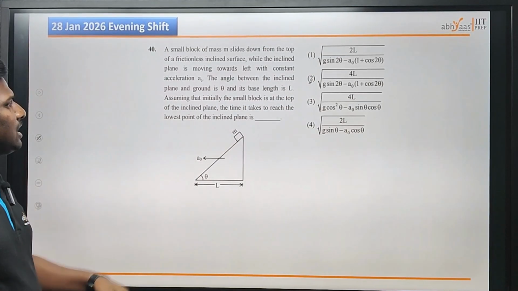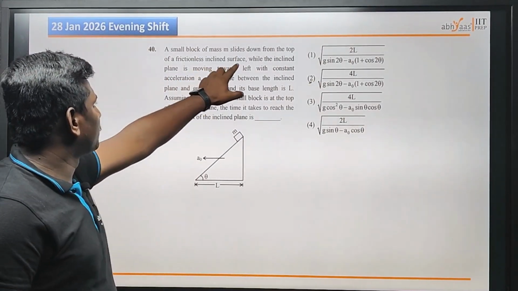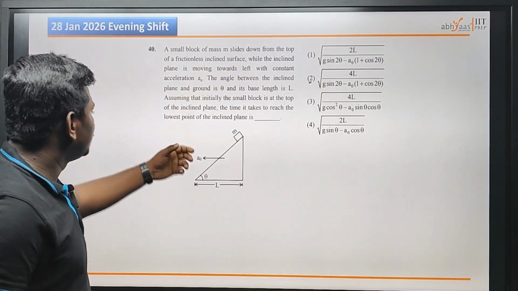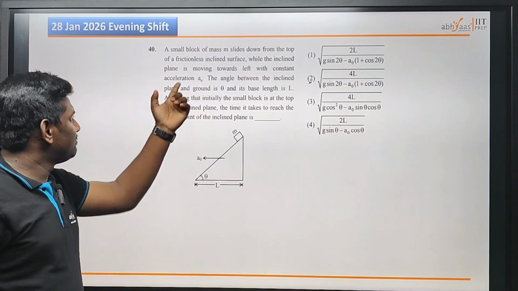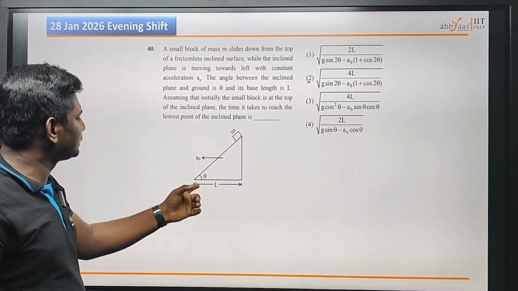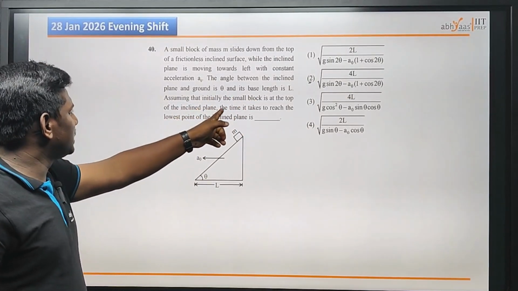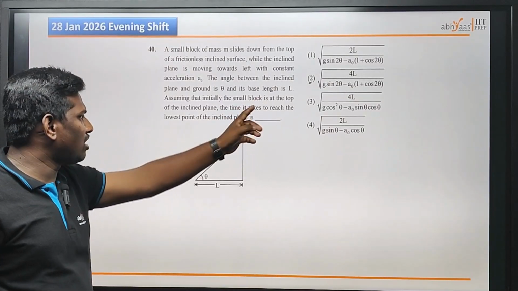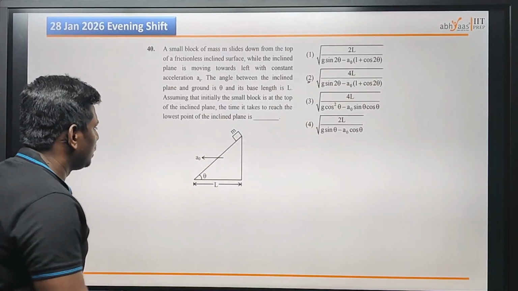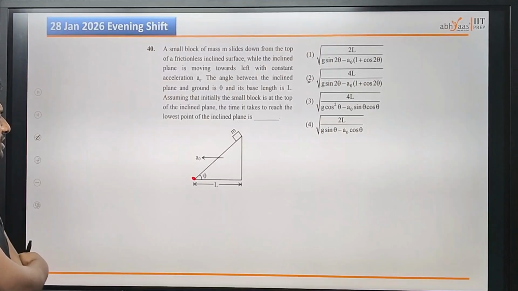Next, see here, this is time taking. A small block of mass m slides down from the top of a frictionless inclined surface while the inclined plane is moving towards the left with an acceleration a naught. The angle between the inclined plane and the ground is theta. Its base length is L. Assume that initially the small block is at the top of the inclined plane. Find the time taken to reach the lowest point.